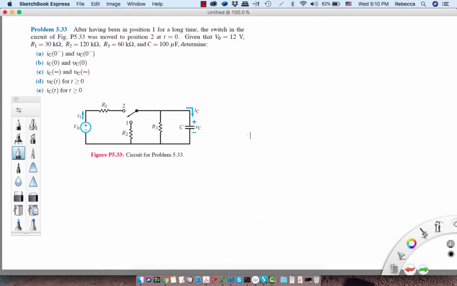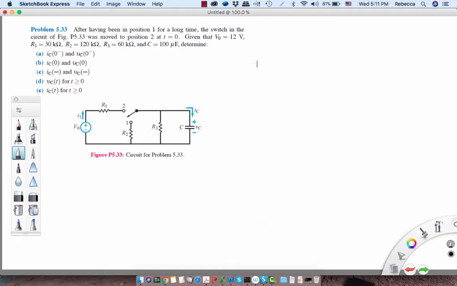This is problem 33, and we have a circuit with a switch. After having been in position 1 for a long time, the switch in the circuit of figure P533 was moved to position 2 at t equals 0. Given that V0 equals 12 volts, R1 equals 30 kiloohms, R2 equals 120 kiloohms, R3 equals 60 kiloohms, and C equals 100 microfarads, determine IC of 0 minus and VC of 0 minus.